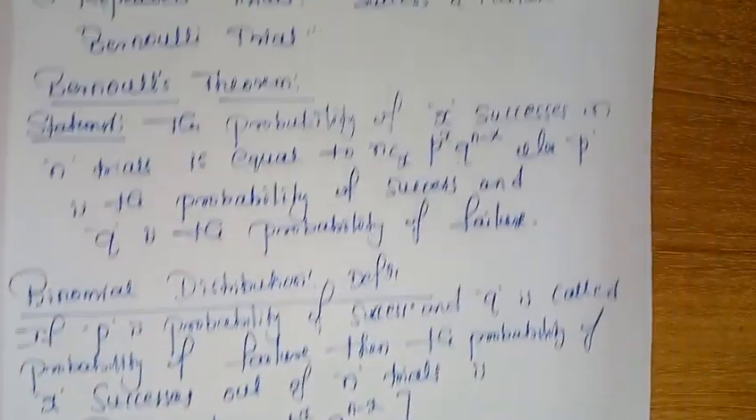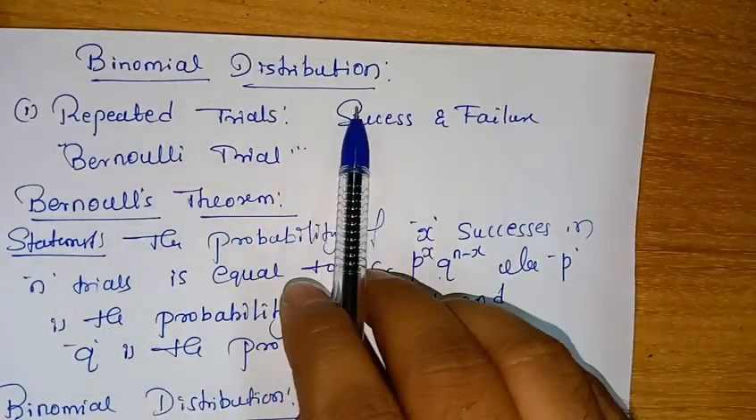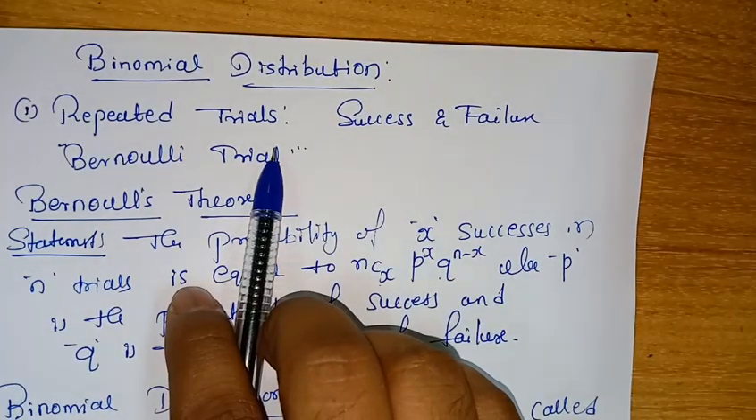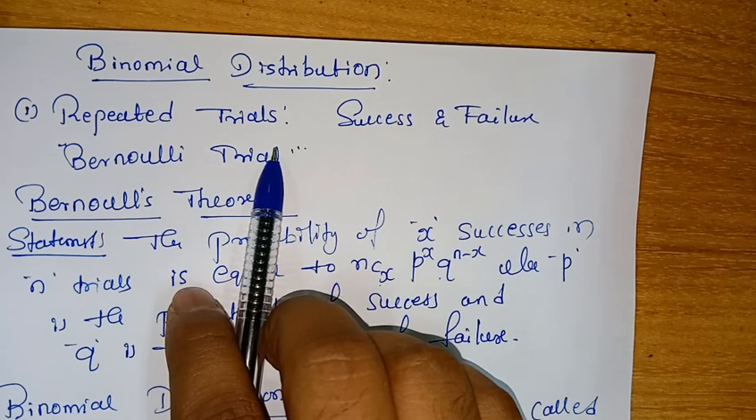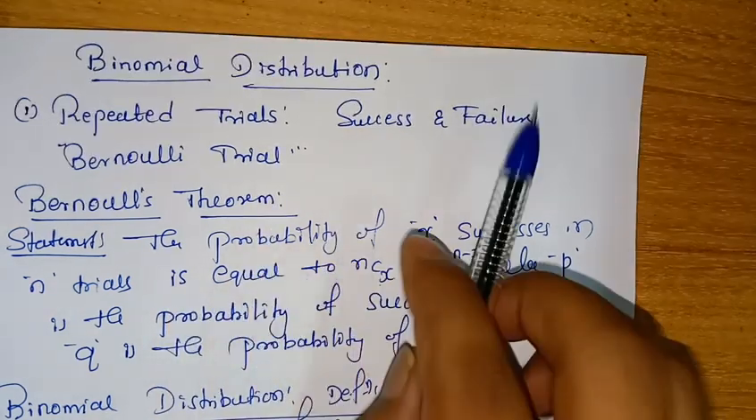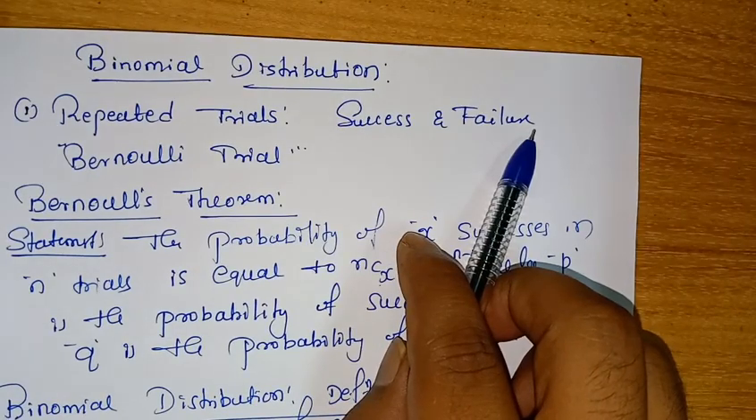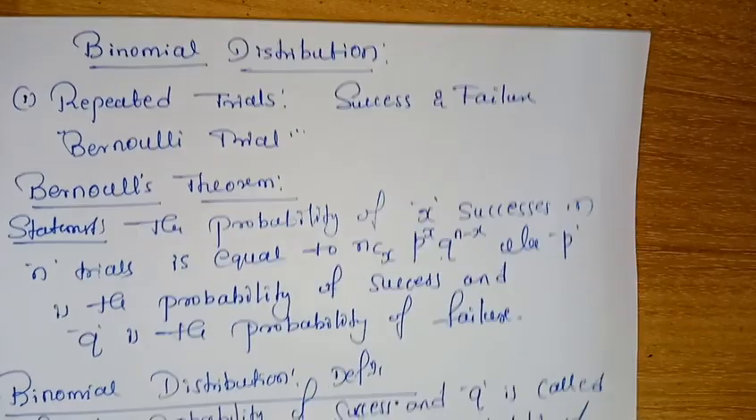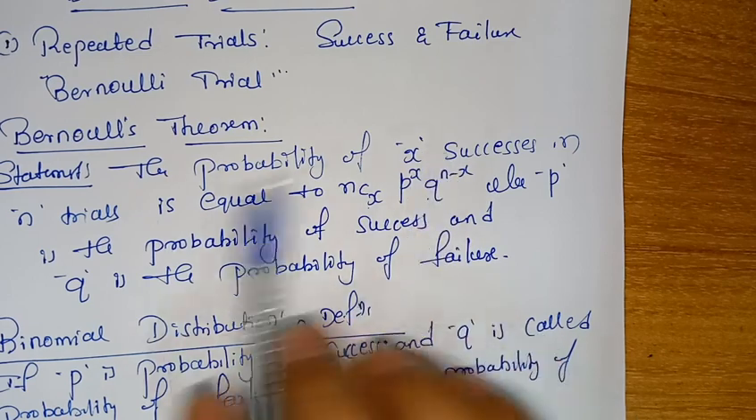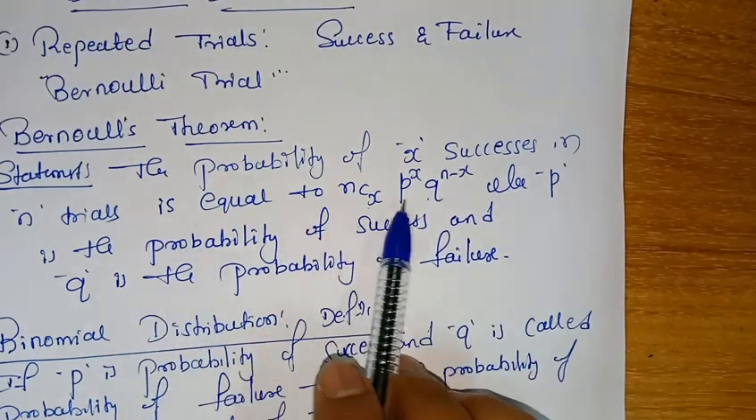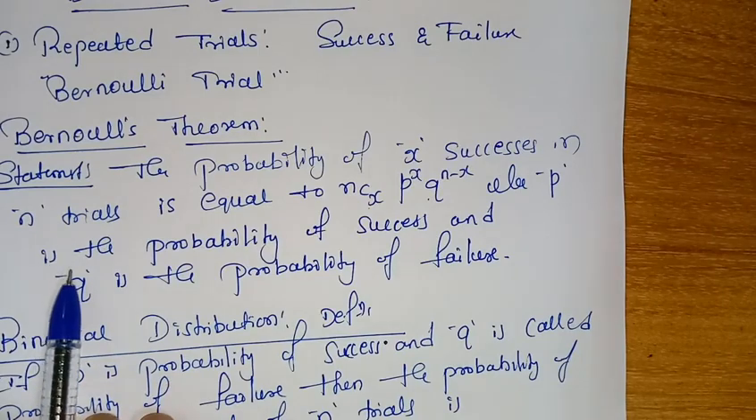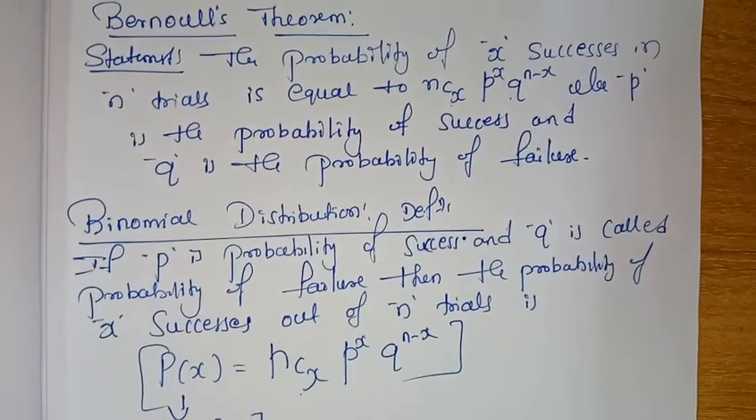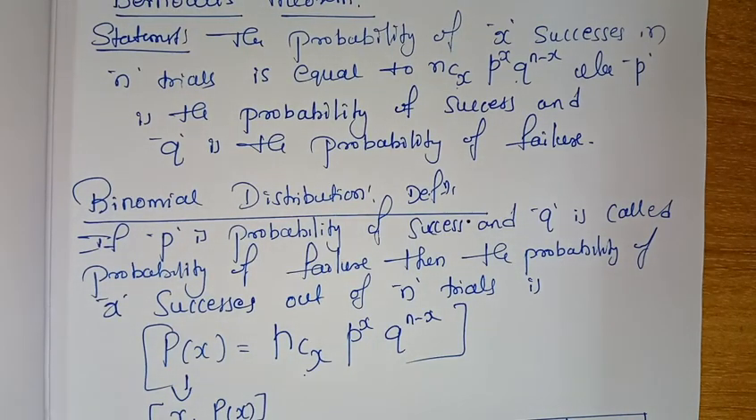Very simple. I started with binomial distribution. For binomial distribution we need repeated trials, which I already explained. A random experiment having outputs as success and failure is categorized as a Bernoulli trial. Now Bernoulli's theorem: the probability of x successes in n trials is equal to nCx p power x q power n minus x, where p is the probability of success and q is the probability of failure. Once we know the Bernoulli theorem, we have binomial distribution.